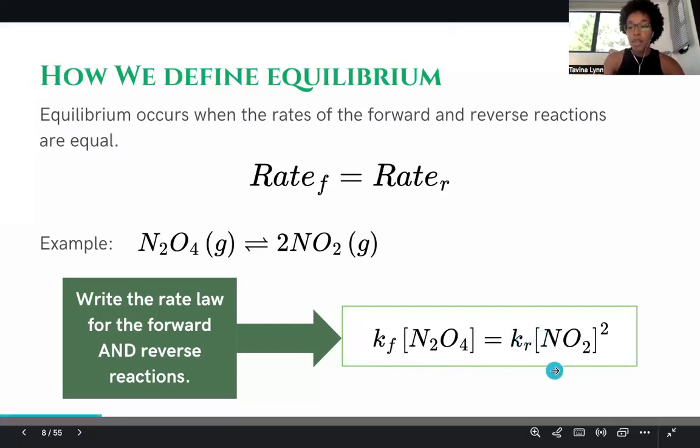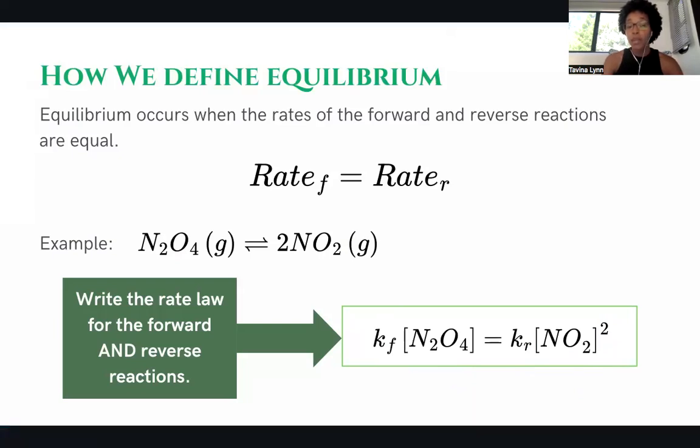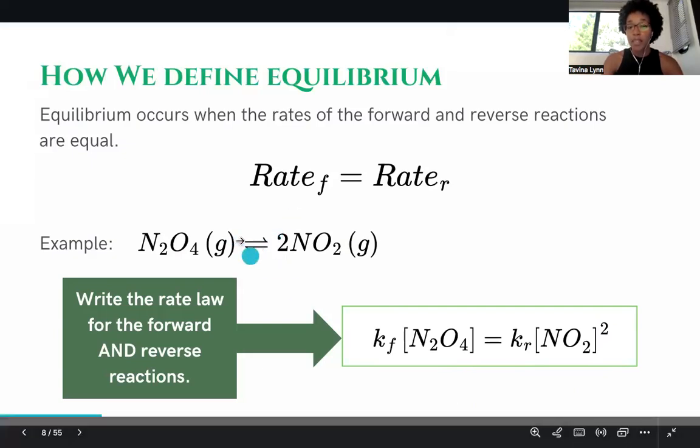And then for the reverse reaction, our products are now the reactants. So I just write K sub R, as in rate constant for the reverse reaction, times NO2 raised to the second power because we have that coefficient of 2 there. So at equilibrium, which is denoted here by this symbol, this is true: our rate in the forward and reverse reaction is equal. So our rate laws for the forward and reverse reaction are equal.